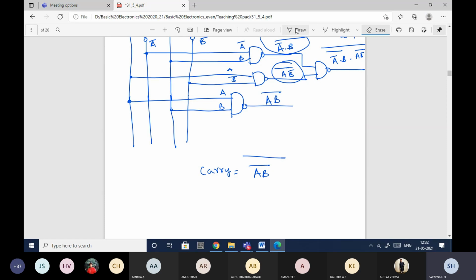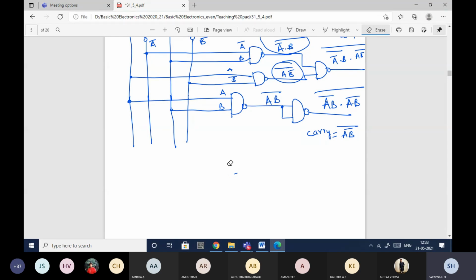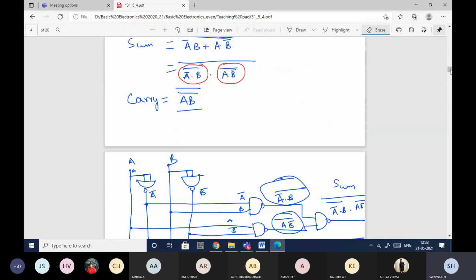See, AB bar I've got, this portion I've got now. I need to get one more bar also. In order to get one more bar, I need to give it to the NOT gate. NOT gate equivalent using NAND is both the inputs should be given the same variable. So I'll get AB bar dot AB bar whole bar. AB bar is repeating twice, so I can write only once, which is nothing but carry. Carry is equal to AB bar whole bar. This is the implementation using NAND gates. Hope this is clear to all of you.